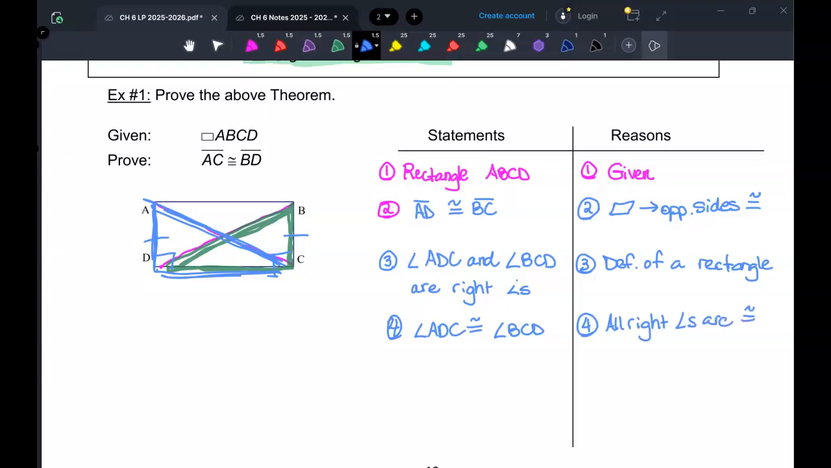Could we have just skipped step 2 and gone straight into 3? So 3 and 4 can be before step 2. Step 2 can go later. Now, they happen to share a side. What side do they share? DC. This is reflexive.